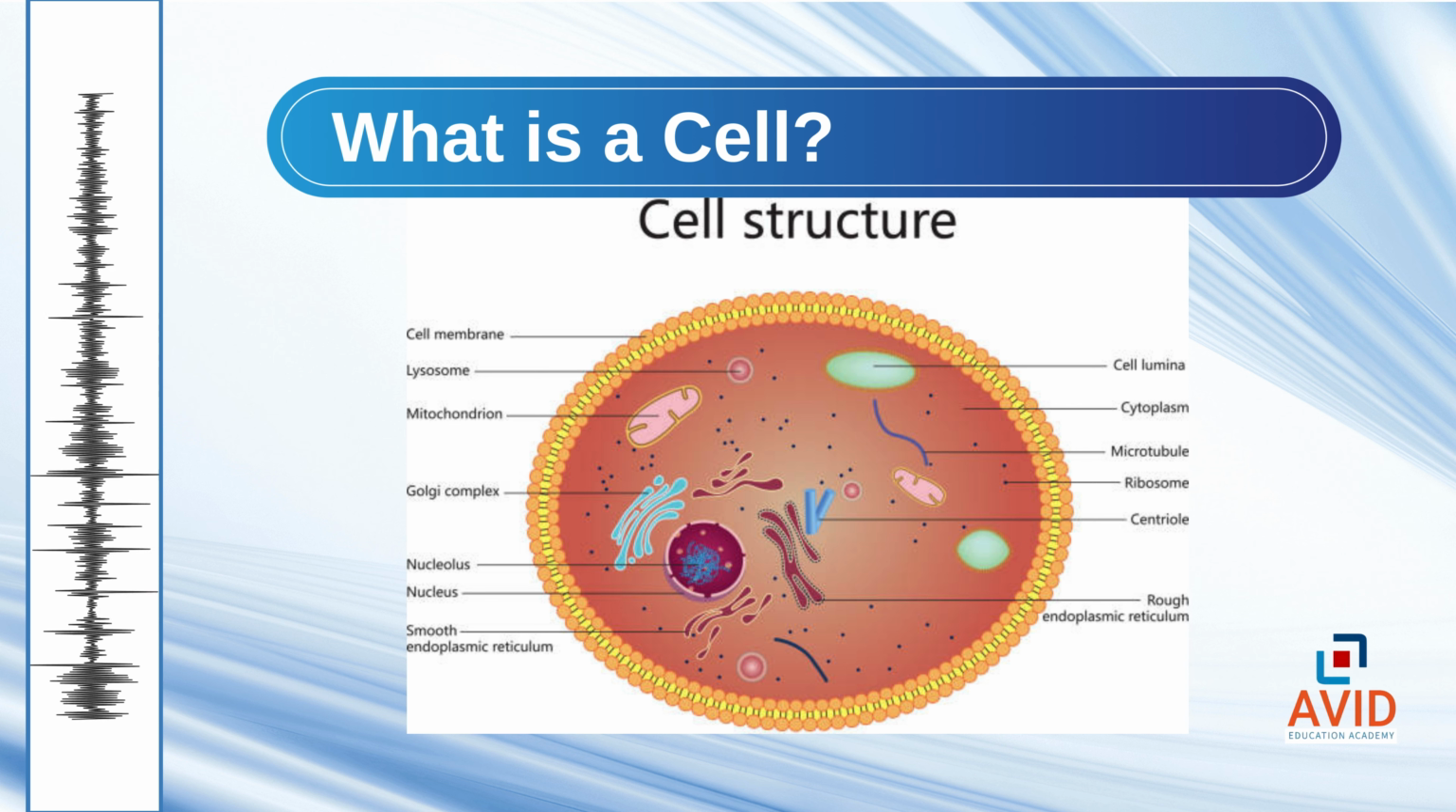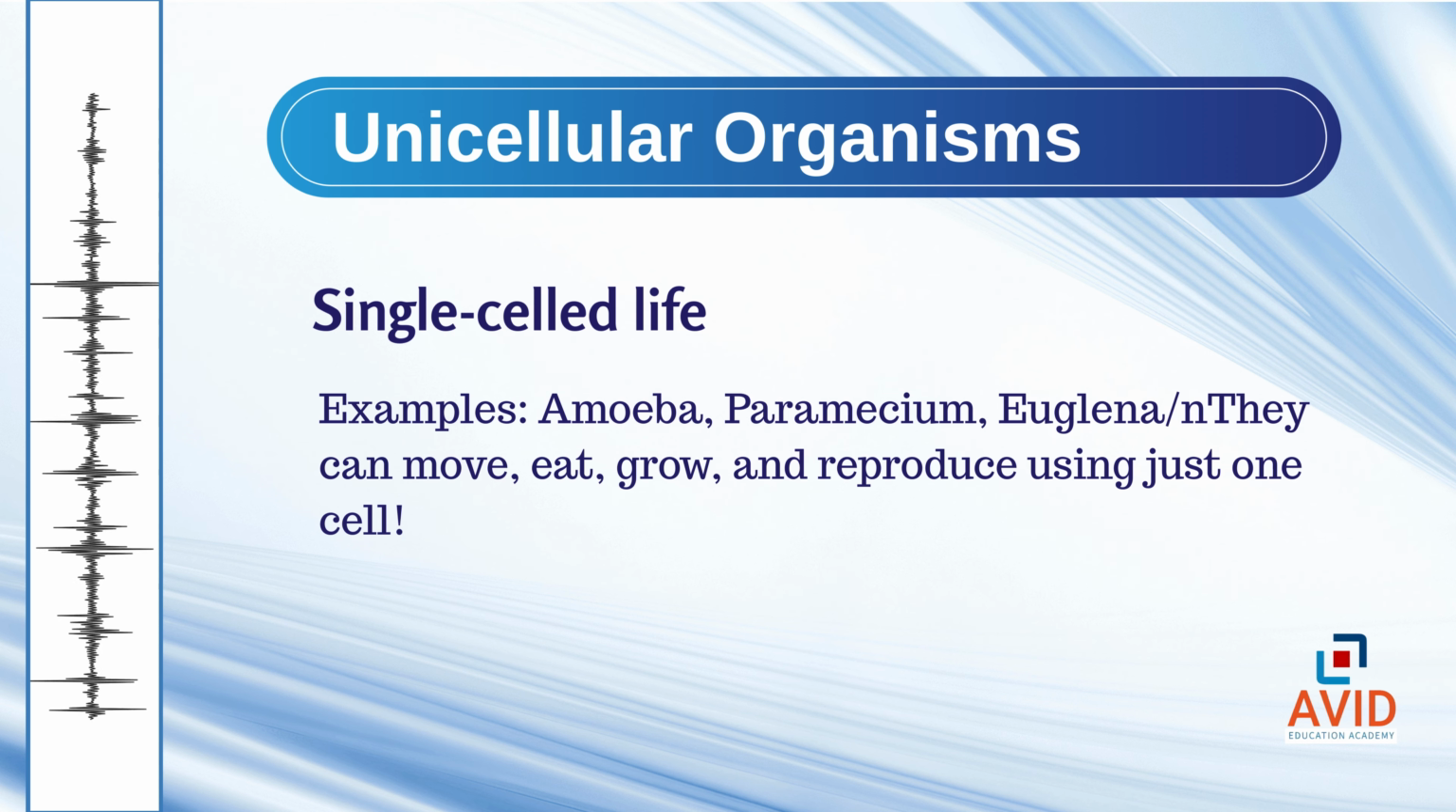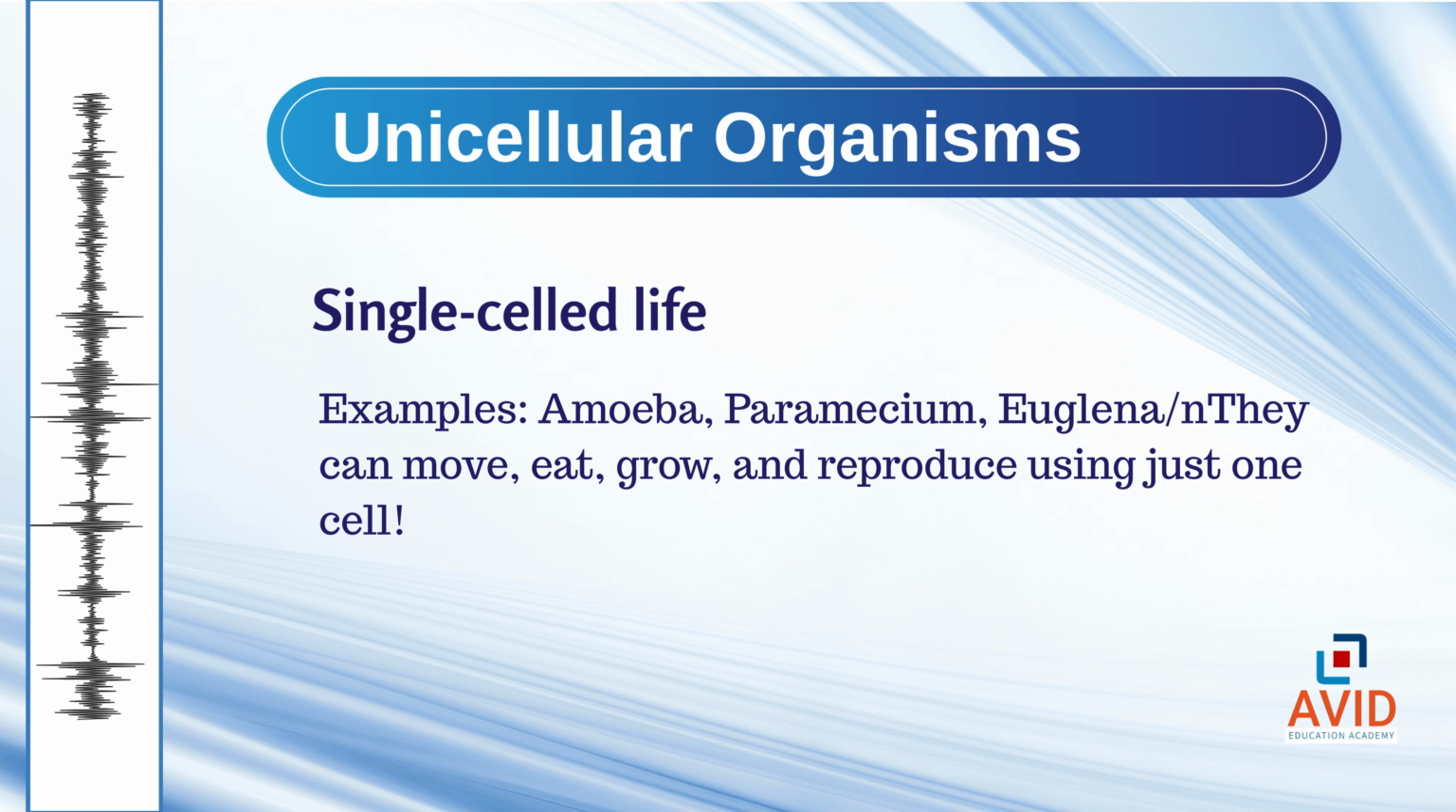Now, living organisms can be of two main types based on the number of cells in their bodies. The first type is called unicellular organisms. Uni means one, so these are organisms made up of only one single cell. That one cell is responsible for everything: breathing, digesting, moving, reproducing, all in one. Examples include amoeba, paramecium, and euglena.